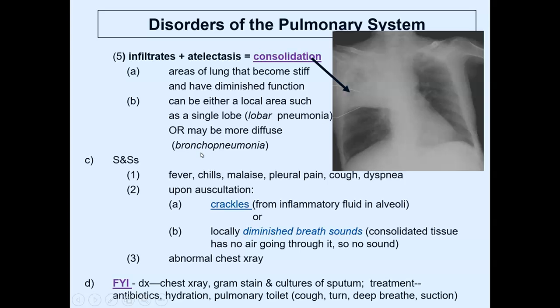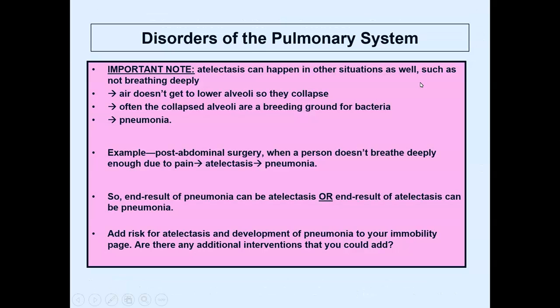If it is a microbe, if there is an infectious process, they can have fever, chills, pleural pain, cough, and dyspnea. Again, pleural pain, think back. They will have pain on inhalation, pleurisy, pain on inhalation. If there's fluid in the alveoli, we're going to hear crackles, the sound of fluid in the alveoli. And again, there will be diminished breath sounds because we have those groups of alveoli that are not participating in gas exchange, and there's no air flowing through them.